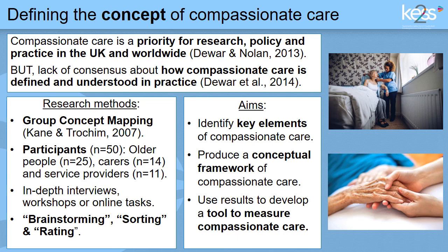To address these issues in defining compassionate care, I used a group concept mapping method with older people, carers and service providers to gain an understanding of their perspectives of compassionate care. I used a combination of in-depth interviews, face-to-face workshops and online tasks. Group concept mapping involves 3 participant-led tasks, these being brainstorming, sorting and rating.